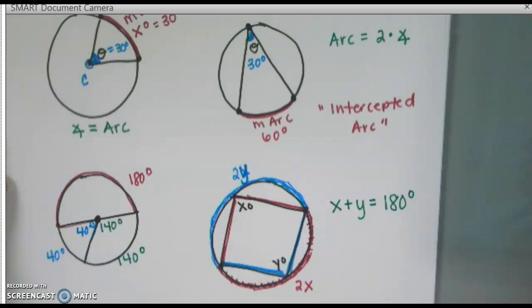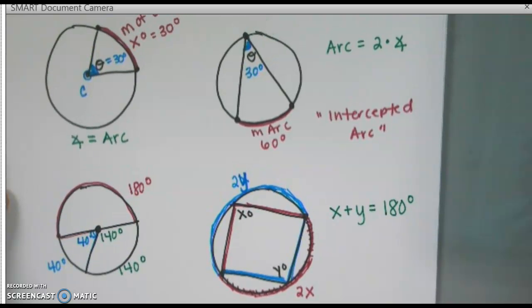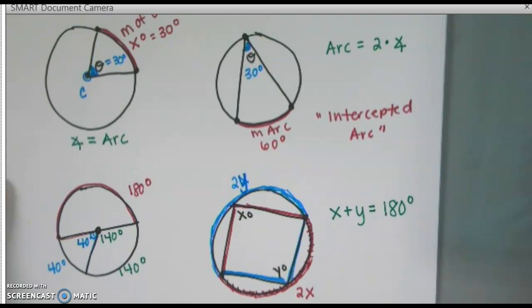All right, so those are just a few of the concepts that we're going to use when we're finding angles and arcs in circles.